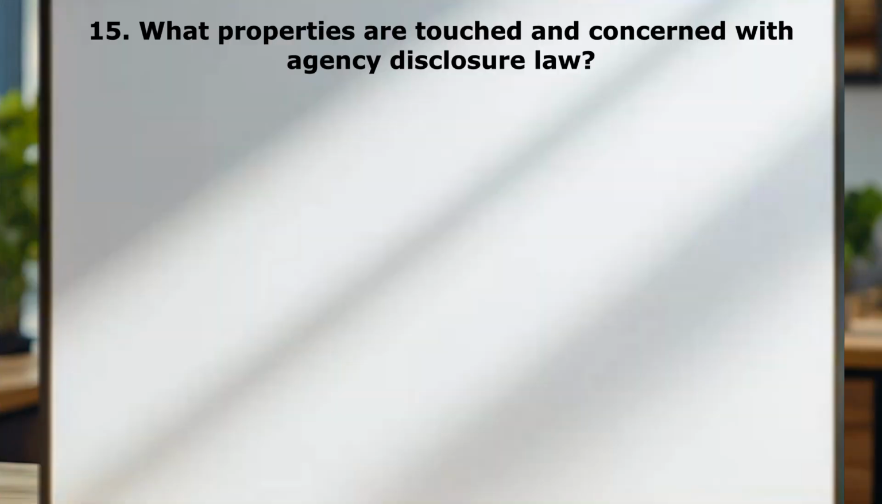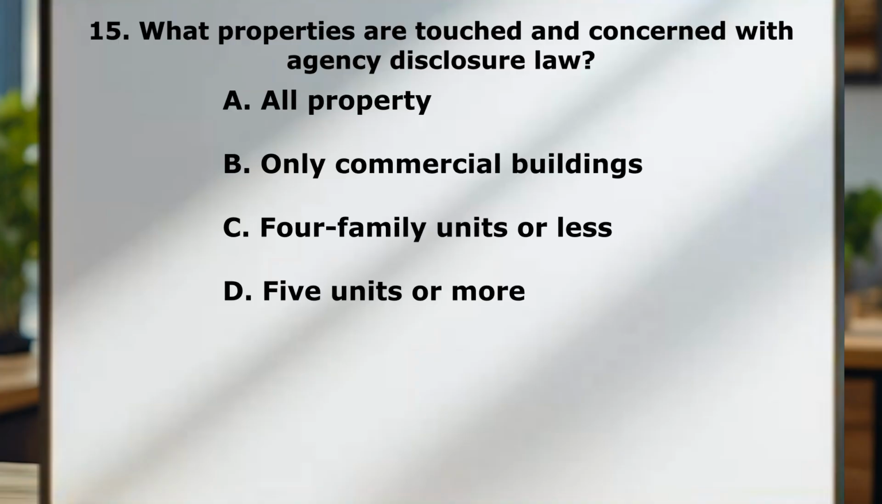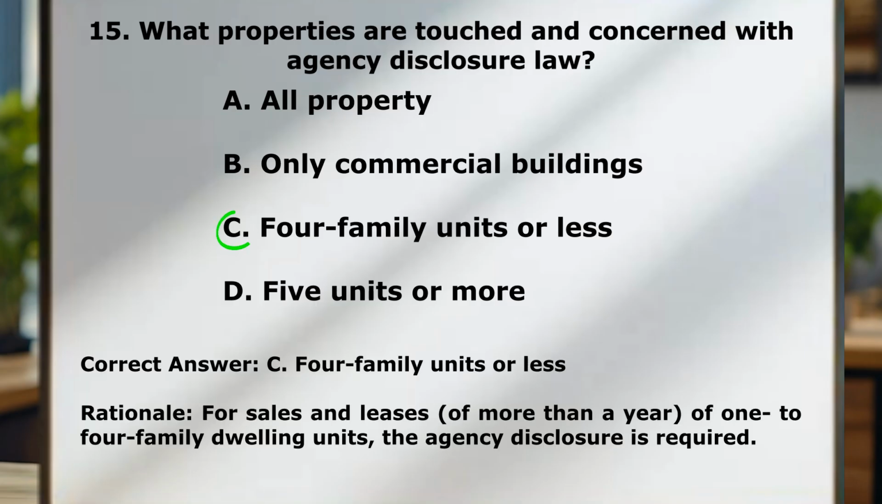Question number 15. What properties are touched and concerned with agency disclosure law? A, all property. B, only commercial buildings. C, 4 family units or less. D, 5 units or more. Correct answer here is C, 4 family units or less. So I personally got this question wrong many times. I used to think it was all property.